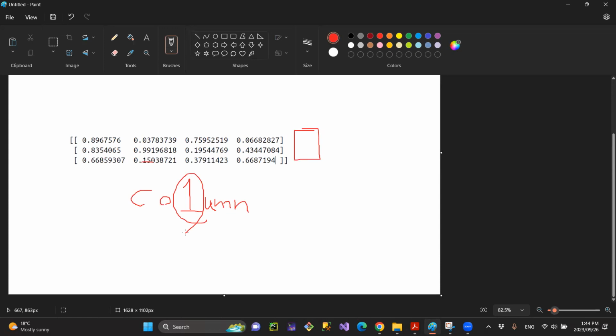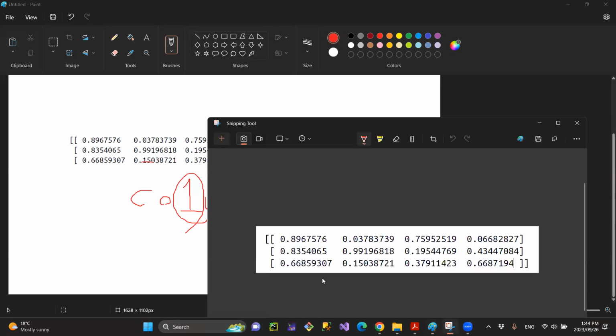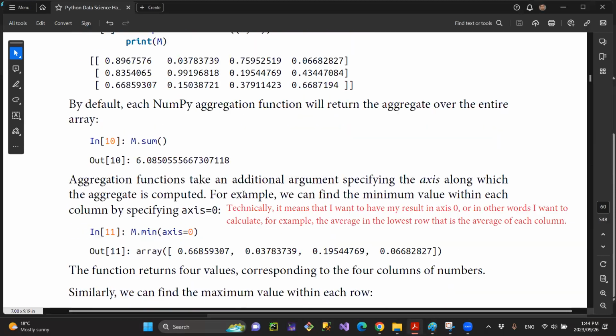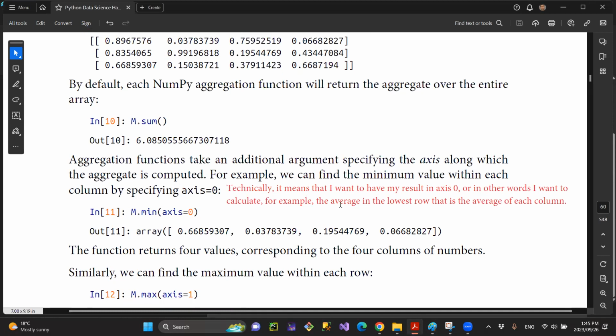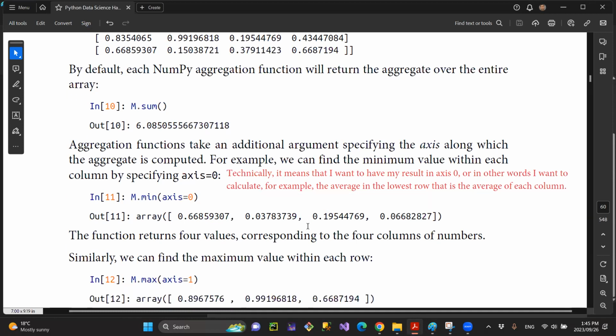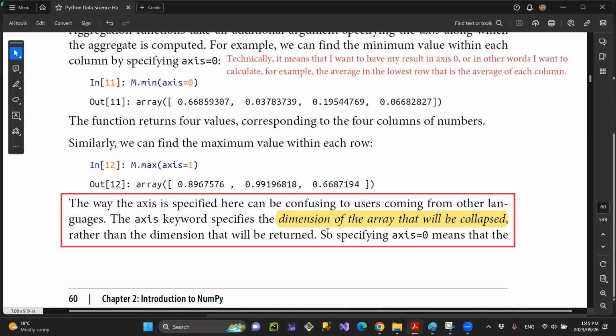Some people say, whenever you want to say 0, this one is going to collapse down, calculate the sum and collapse down into one row. That's the way that some people explain it. So technically it means that I want to have my result in axis 0. This is the explanation that you can find.